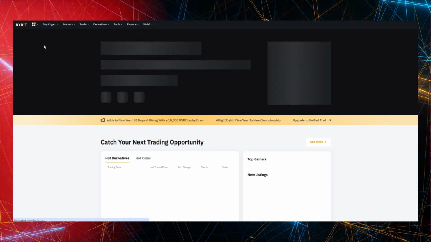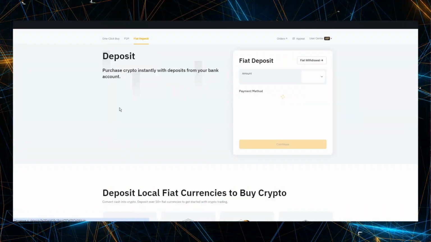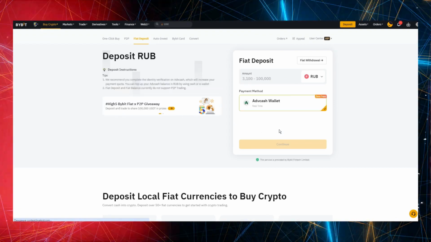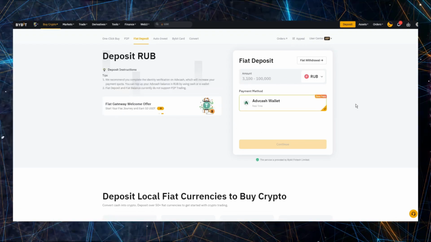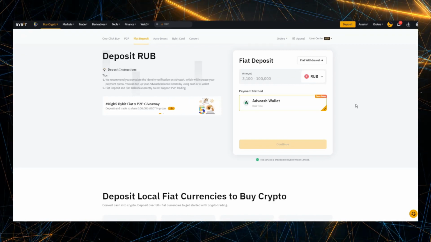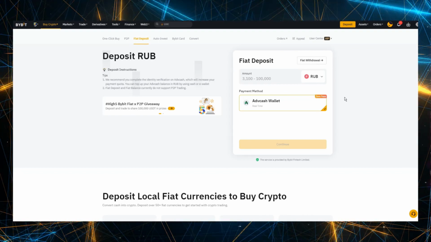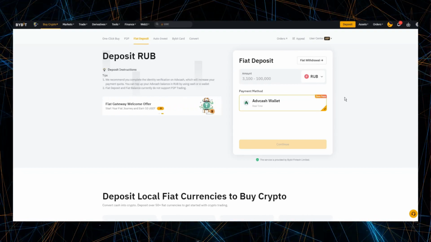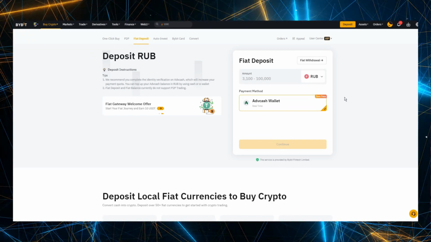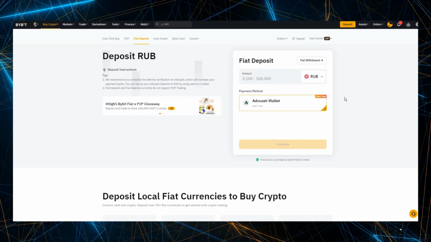The second way is to deposit directly from the card. That is, we choose fiat deposit, and it should be noted that now only Advanced Cash is available here. Not many people use it, as far as I know, so this method is very niche. It is simple. If you have Advanced Cash, just enter the amount. Immediately you will be sent to the Advanced Cash site. You will link your account, wallet, and can immediately replenish the account.